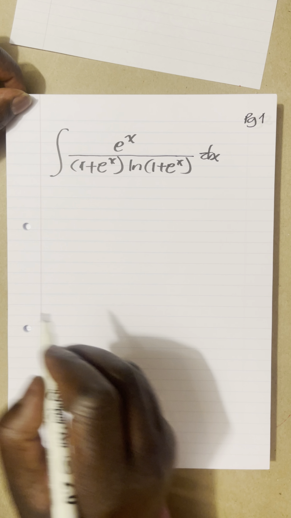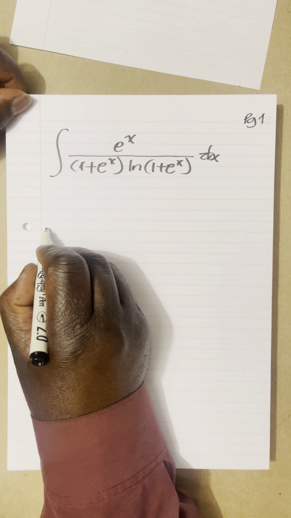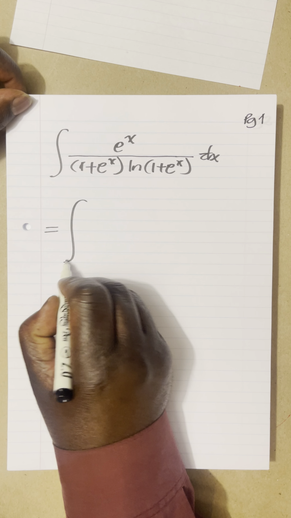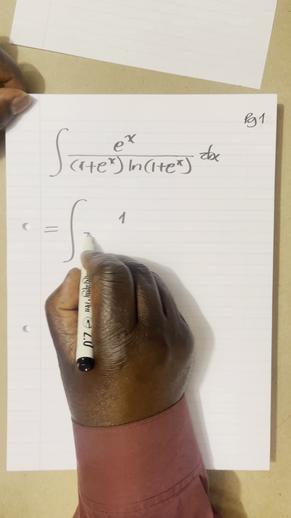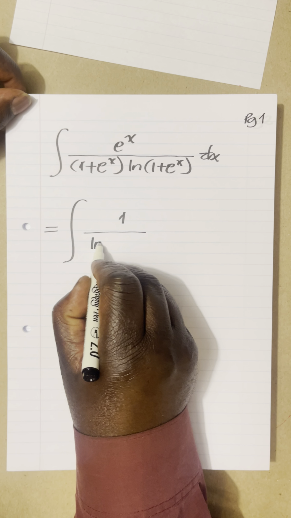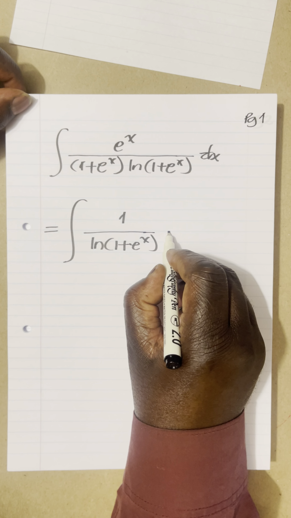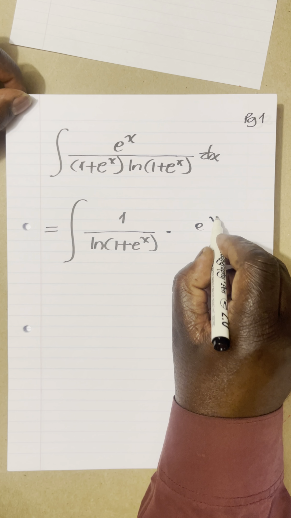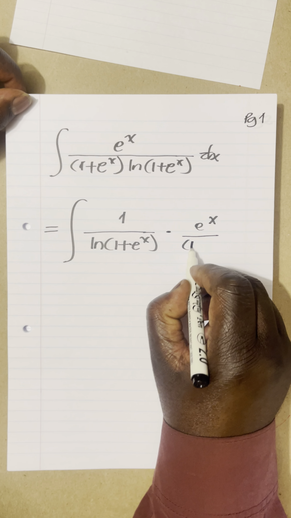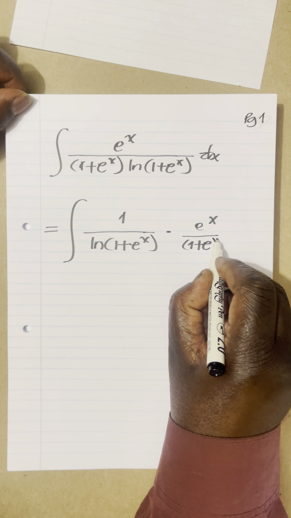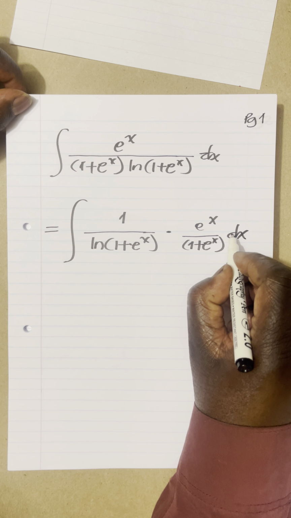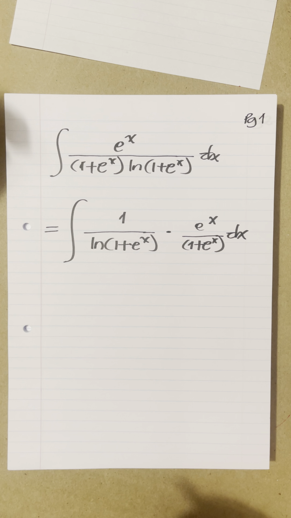Now I'm going to transform this before I go into u substitution as follows. This is the same as the integral of 1 all over the natural log of 1 plus e to the power x, multiply this by e to the power x all over in brackets 1 plus e to the power x dx. You understand why I have to write it this way.